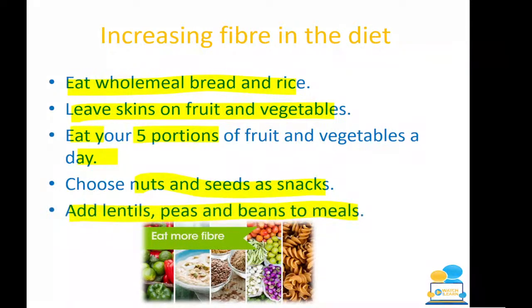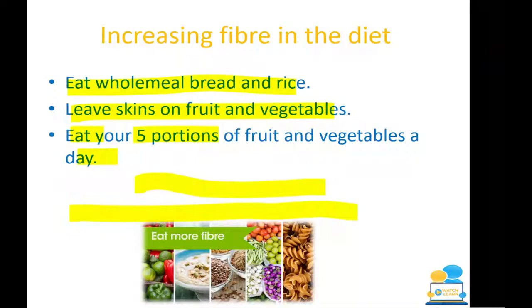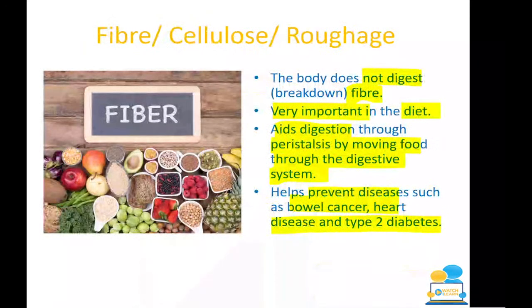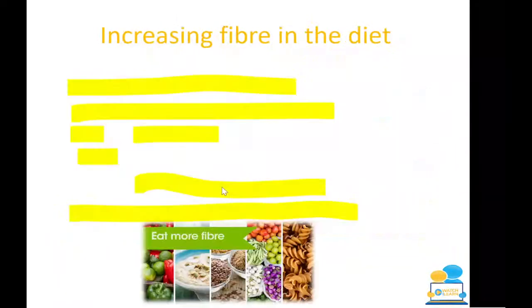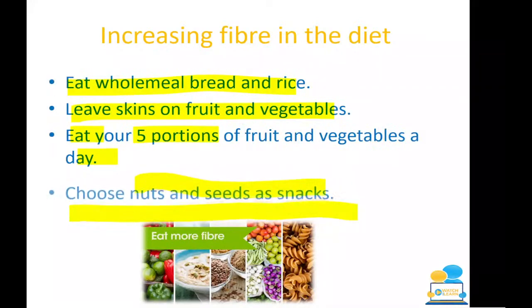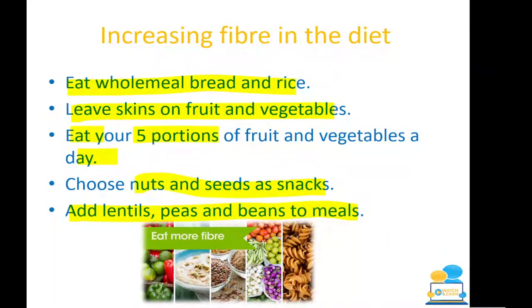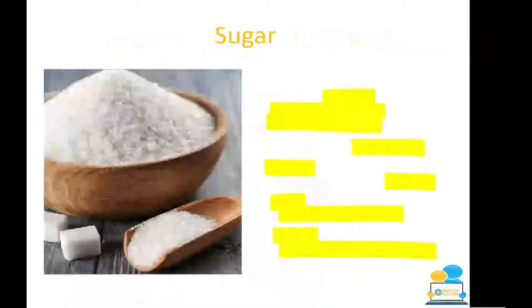Add lentils, peas, and beans to meals. I'll go back here now, and these are your lentils right here, just above the pineapple. They are really good to put in the likes of stews and soups, and you can even put them in salads. They're really nice. Your baked beans would actually be a good source of fibre, and a good source of protein. So beans on toast would not be a bad meal. It'd be quite a good, nutritionally fast meal to prepare as well.